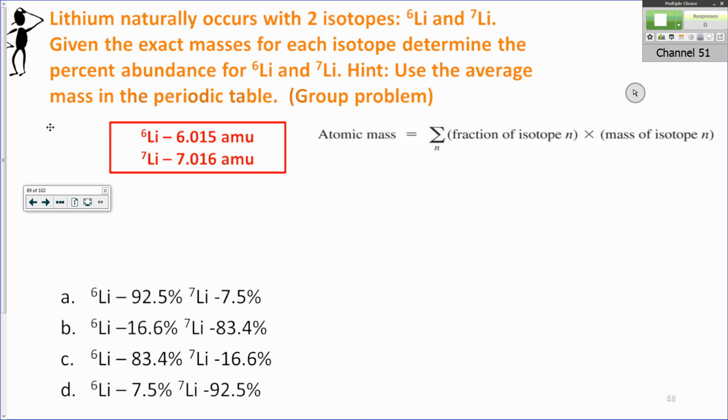Again, this is a group problem. You can ask your neighbor. Do you understand what to do? See how they're going to do it. You need to try to figure out what percentage is lithium-6 and what percentage is lithium-7.